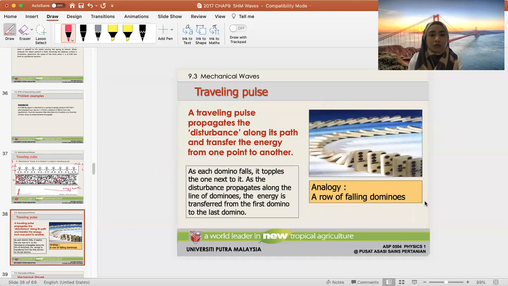So a traveling pulse propagates the disturbance along its path and transfers the energy from one point to another. So a traveling pulse is also a type of mechanical wave. It's just a different name. So unless there is a disturbance, there is no energy to be transferred.